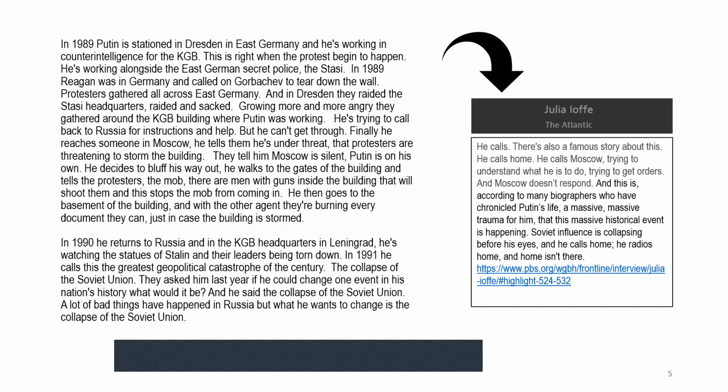In 1991, he calls this the greatest geopolitical catastrophe of the century, the collapse of the Soviet Union. They asked him last year if he could change one event in his nation's history, what would it be? And he said, the collapse of the Soviet Union. A lot of bad things have happened in Russia, but what he wants to change is the collapse of the Soviet Union.